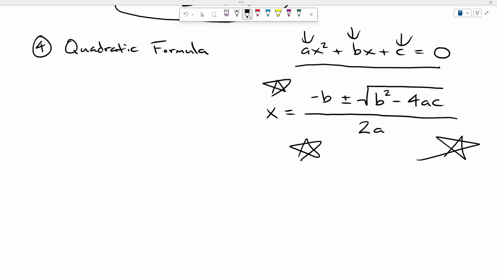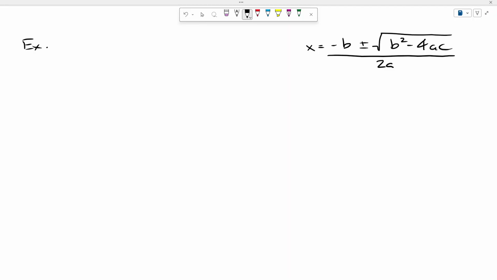Let's take a look at an example. And I'll rewrite it out here so we have it. So we have x equals negative b plus minus the square root b squared minus 4ac all over 2a. All right, so for our example, let's do 2x squared equals negative 10x minus 2.